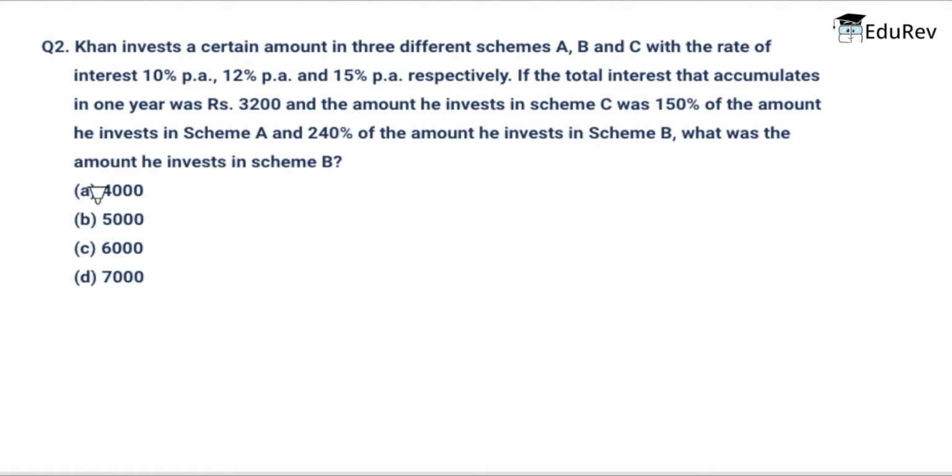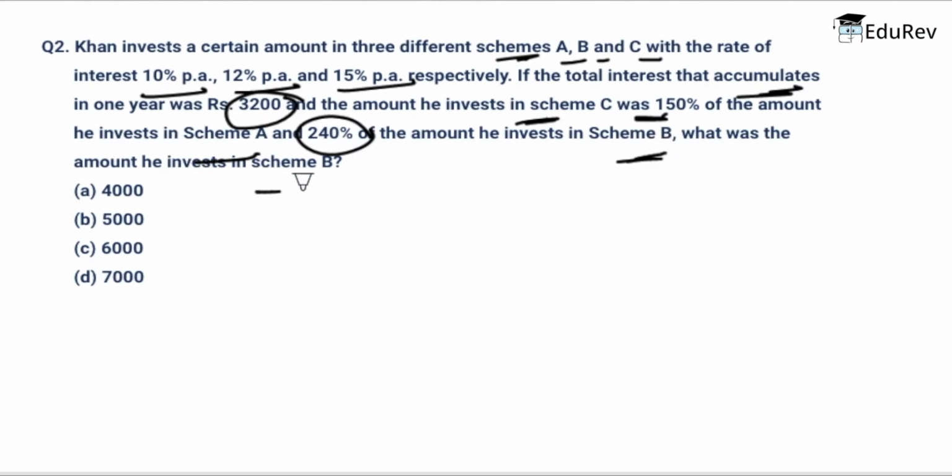The next question states that Khan invests a certain amount in 3 different schemes, A, B and C, with the rate of interest 10% per annum, 12% per annum and 15% per annum respectively. If the total interest accumulated in 1 year was 3,200 and the amount he invests in scheme C was 150% of the amount he invests in scheme A and 240% of the amount he invests in scheme B, what was the amount he invests in scheme B?